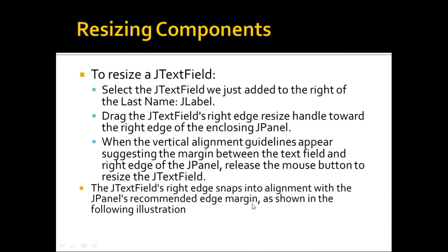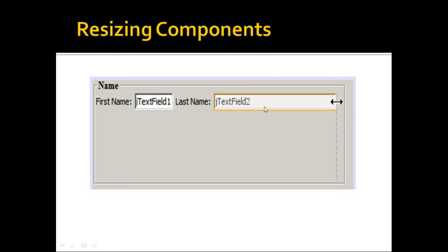So next, resizing the component. To resize a JText field, select the JText field we just added to the right of the last name JLabel, then drag the JText field's right edge resize handle towards the right edge of the enclosing JPanel. When the vertical alignment guidelines appear, suggesting the margin between the text field and the right edge of the JPanel, release the mouse button to resize the JText field. Then the JText field right edge snaps into alignment with the JPanel's recommended edge margin, as shown in the following illustration. So this is what we're going to do.